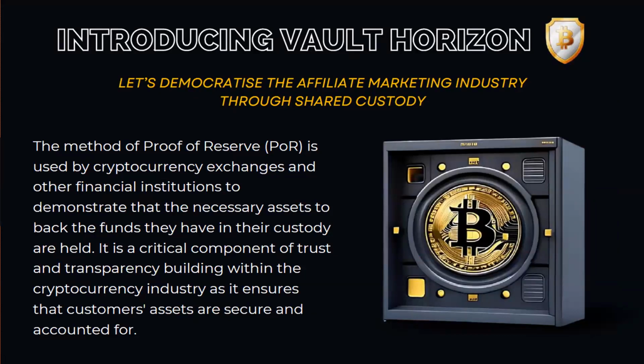Now, the Vault Horizon is where the proof of reserve is stored. So no matter what you buy from before or now, 30% goes into the Vault Horizon, and it will stay there until Bitcoin reaches either $100,000 or 500 days, whichever one comes first. We have 380 something days left. Okay.